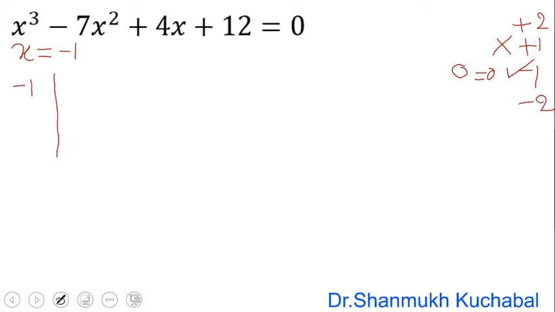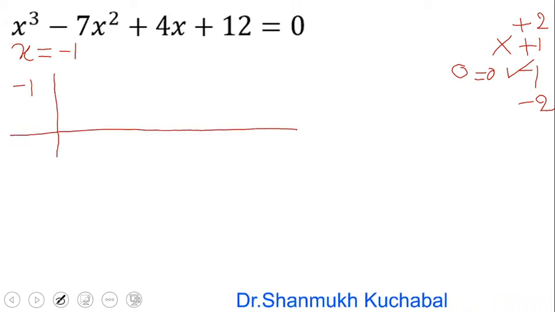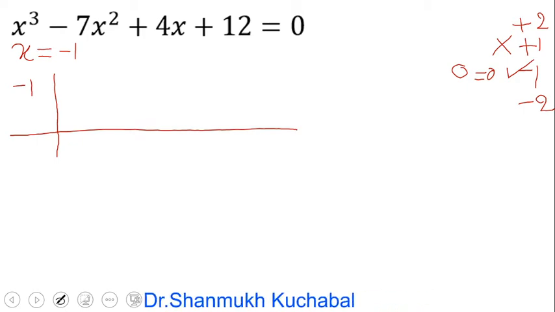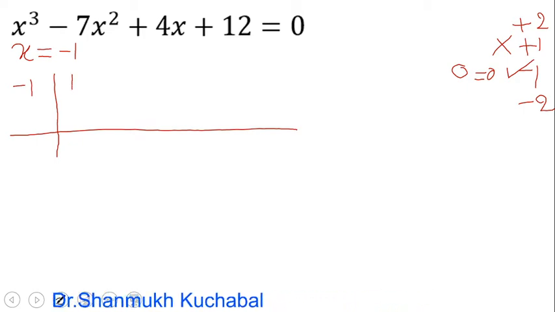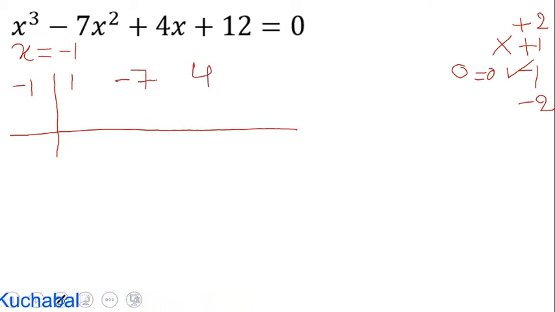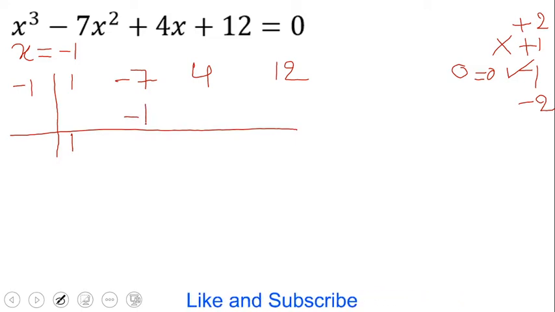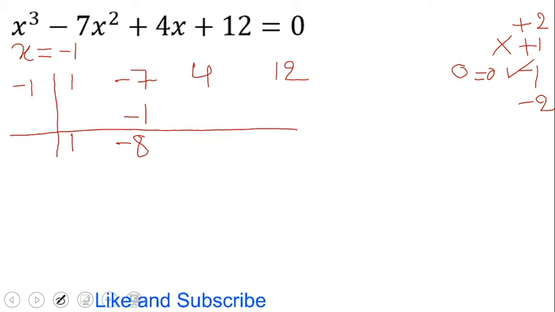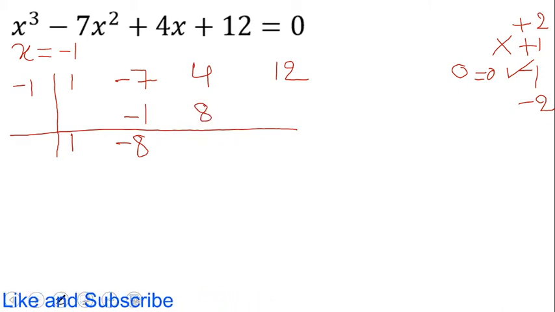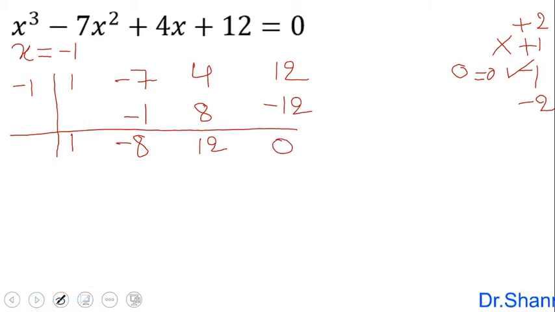Then I list all the coefficients: the x cube coefficient is 1, the x square coefficient is minus 7, then 4, then 12. Then 1 I write as it is, 1 into minus 1, so we get minus 1. So minus 7 minus 1 is minus 8, minus 8 into minus 1 is plus 8, 8 plus 4 is 12, 12 into minus 1 is minus 12, plus 12 minus 12, we get 0.